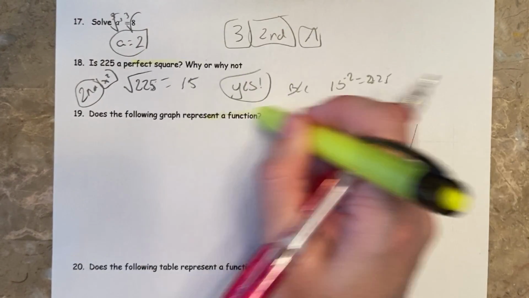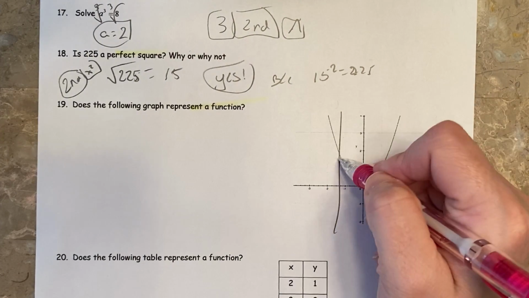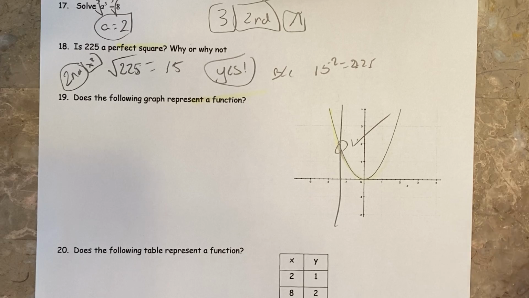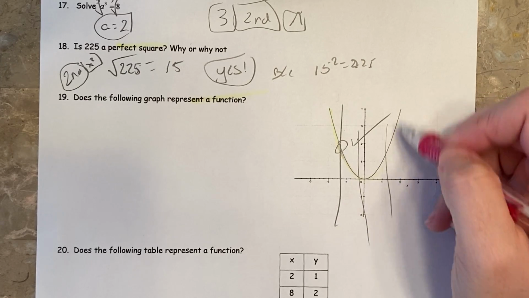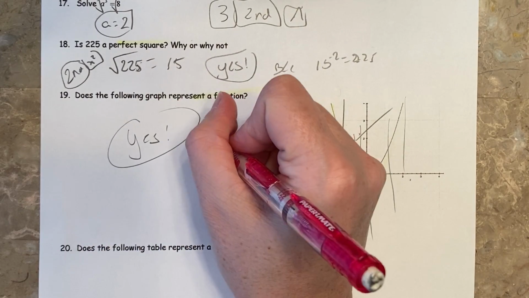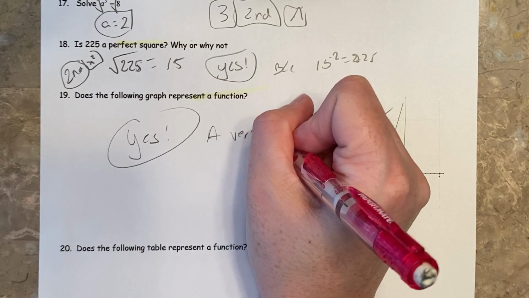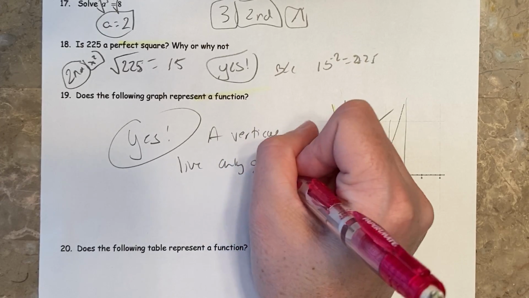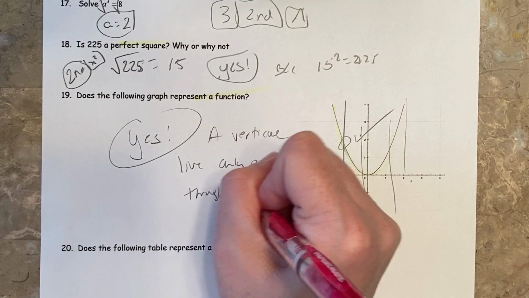Okay, so is this a function? Vertical line test, it only goes through once. It only goes through this parabola one time. Yes, we are good. Wherever you try it, it always just goes through once. So for 19, you should have gotten yes. And I'll just quickly write: vertical line only goes through the graph once.